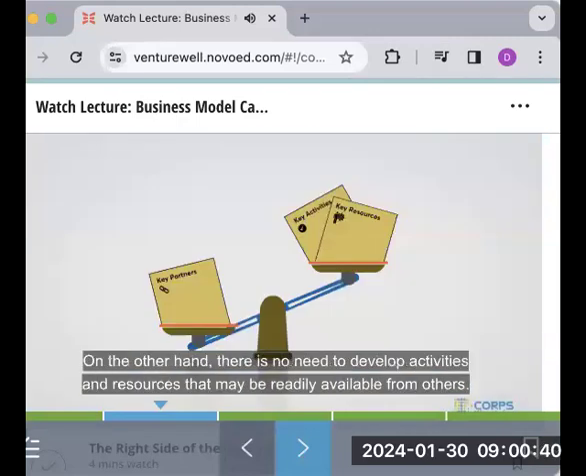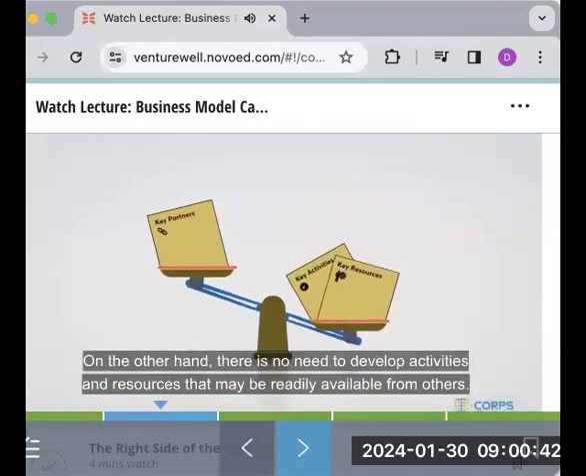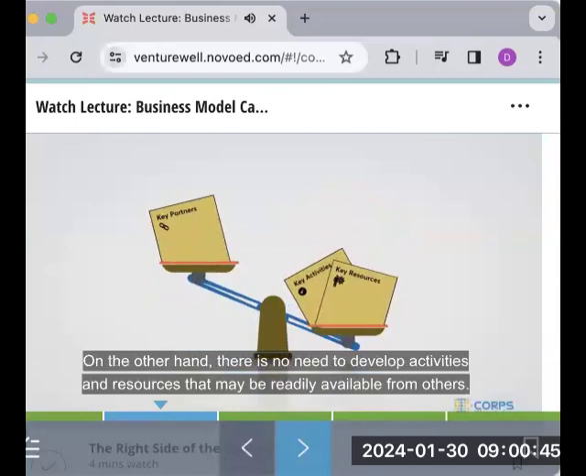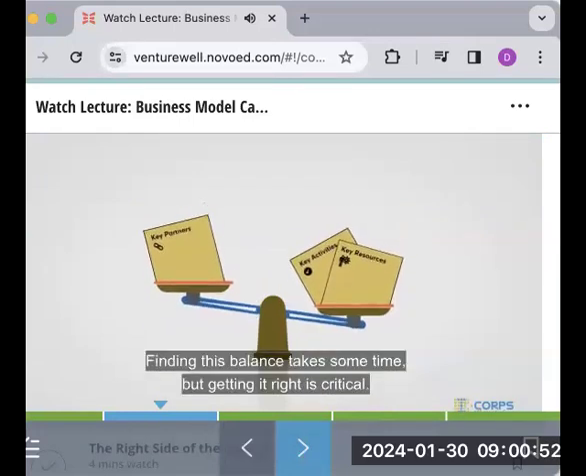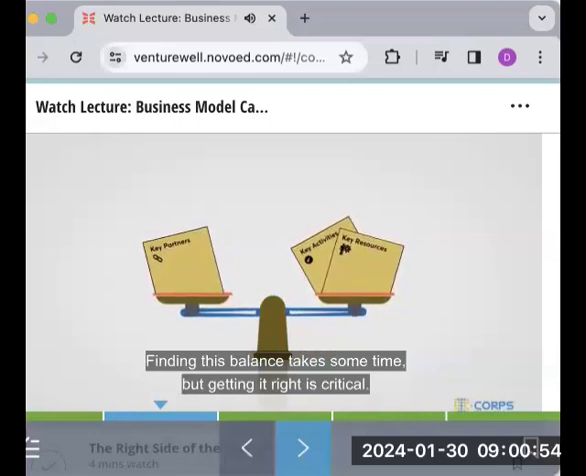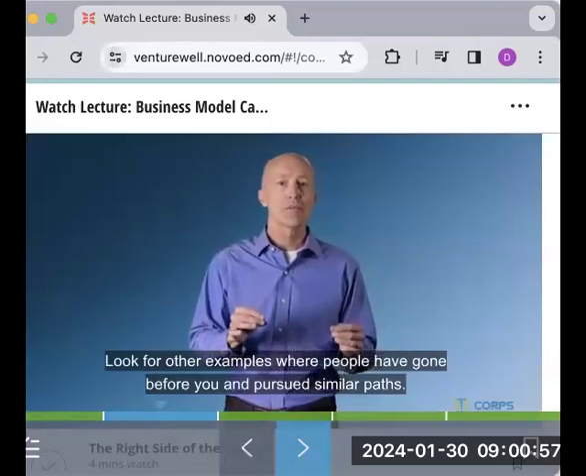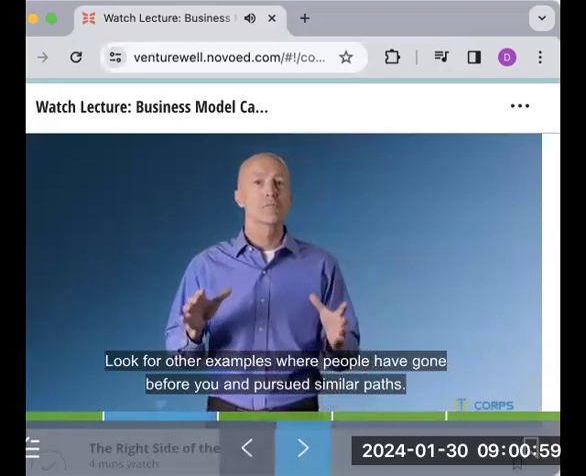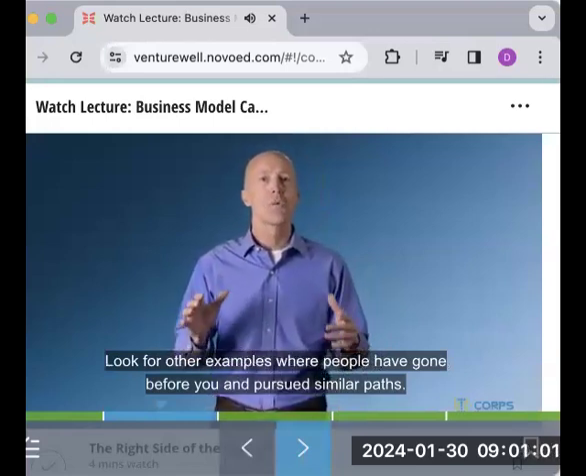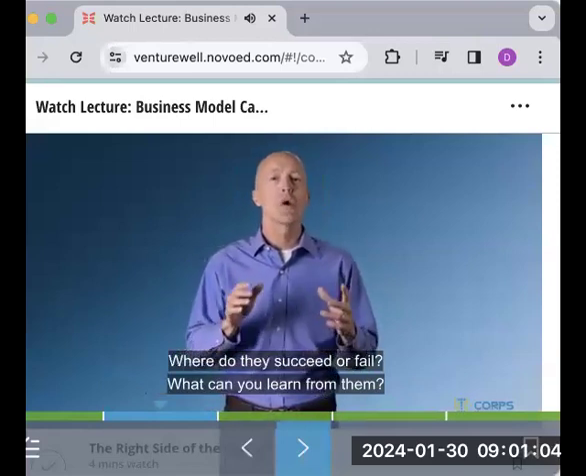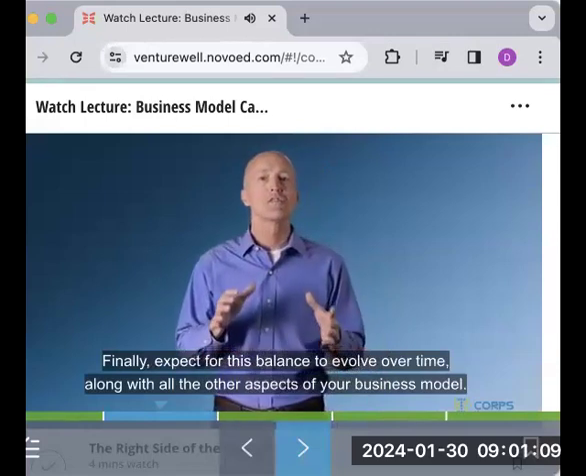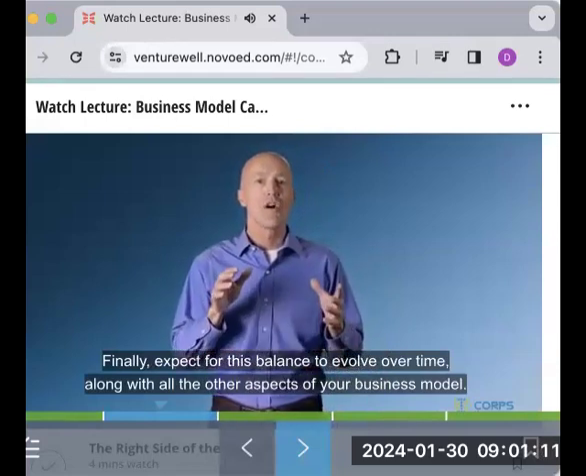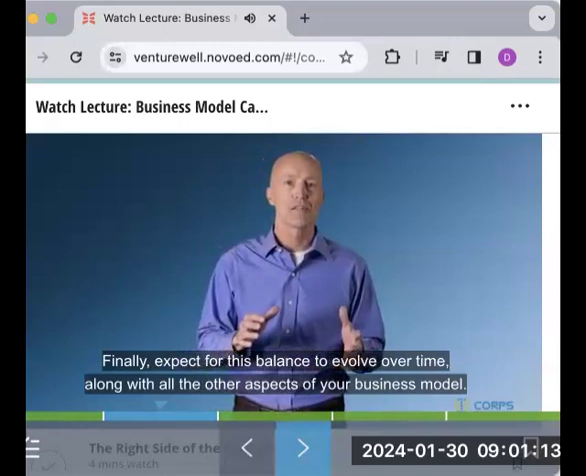On the other hand, there is no need to develop activities and resources that may be readily available from others. You want to augment your core competencies with theirs. Finding this balance takes some time, but getting it right is critical. Look for other examples where people have gone before you and pursued similar paths. Where do they succeed or fail? What can you learn from them? Finally, expect this balance to evolve over time, along with all the other aspects of your business model.